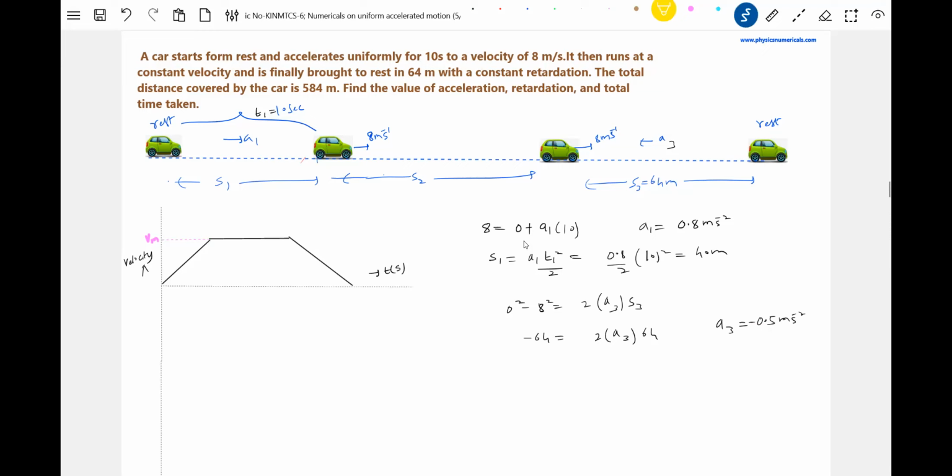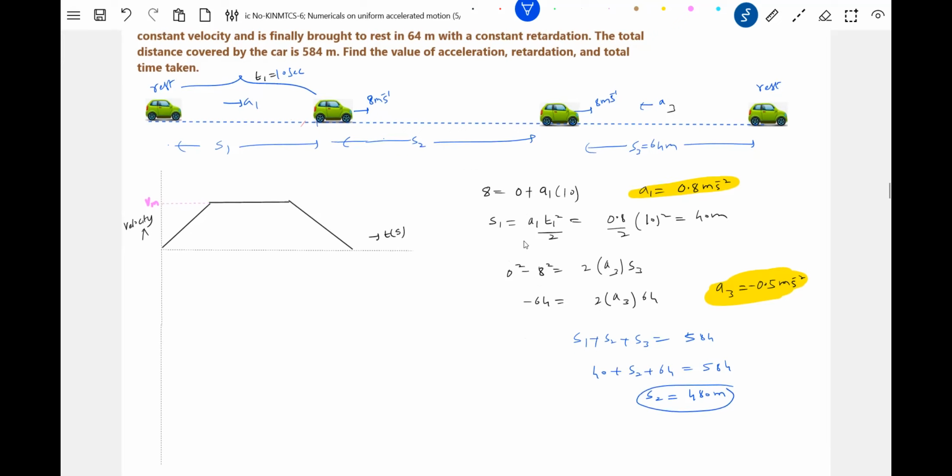So what all unknown things? Acceleration was asked, retardation was asked, and the total time taken. The total distance covered by the car is 584 meters. So now we know S1. Can we write the other quantities? S1 plus S2 plus S3 is equal to 584 meter. What is S1? We calculated S1, 40. S2 we don't know. What about S3? S3 is given, 64. So S2 should be equal to 480 meter.